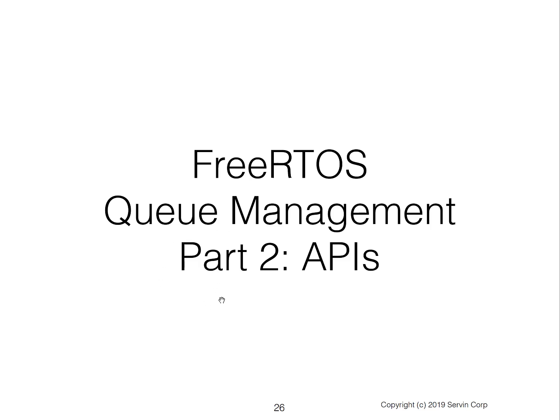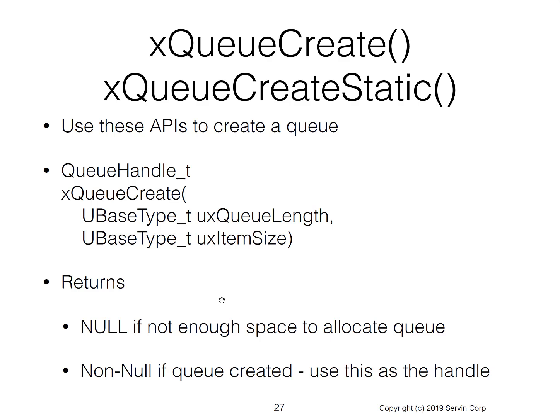Okay, queue management related to the APIs. There is an xQueueCreate, and there's also an xQueueCreateStatic. Of course, the static one is if you just want to create the queue and not worry about the heap memory manager. The one you typically use will be this xQueueCreate.